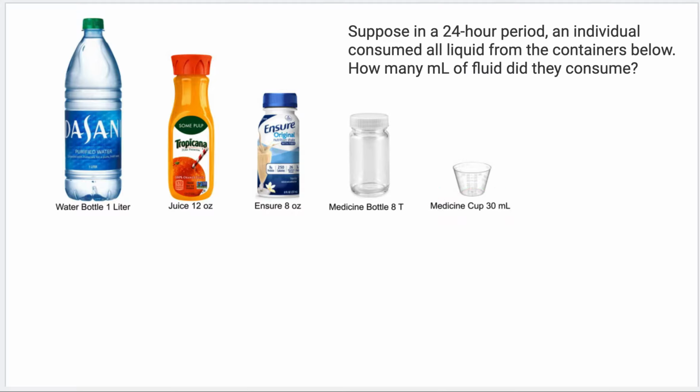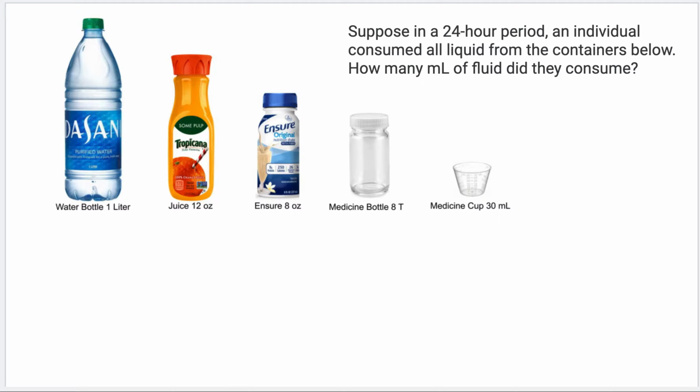What we want to do is to make the assumption that somebody consumed liquid from all of these containers. So they consumed everything. And we want to know how many total mLs of fluid they would have consumed from all of these containers. So we're just going to go through and convert each one of these into milliliters and add them all up, and that'll be the total intake.